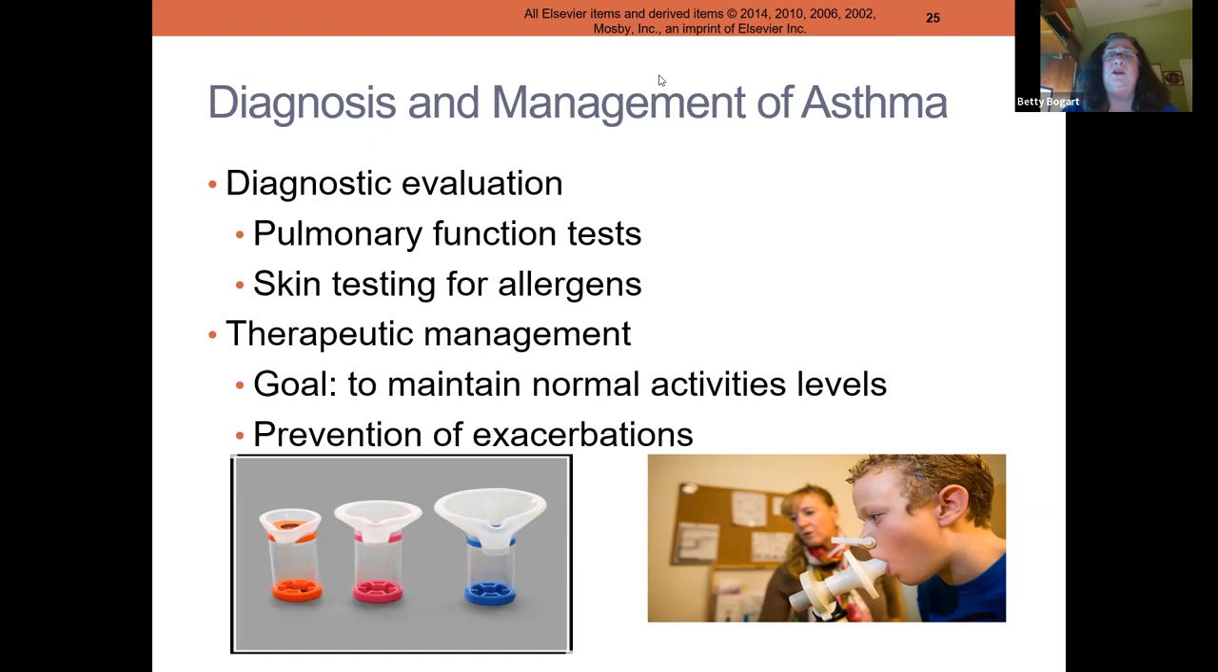Kids with asthma, we try to keep them as normal as possible, but if they're allergic to grass, they shouldn't be out playing soccer, right? They should maybe do another sport, try to help them until they're ready. And we always try to prevent them from having attacks.